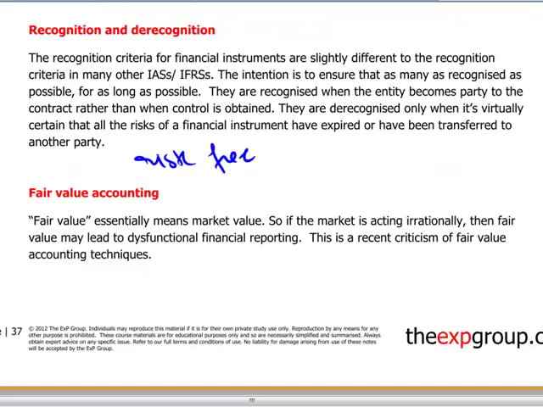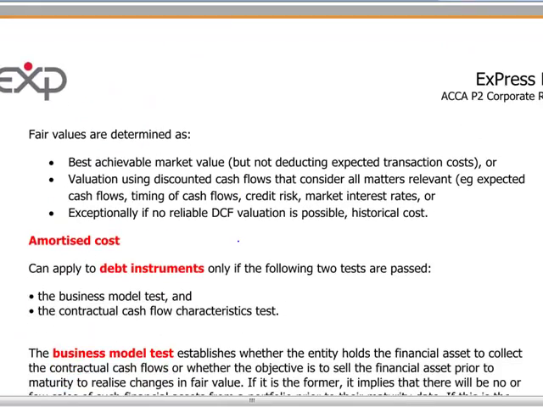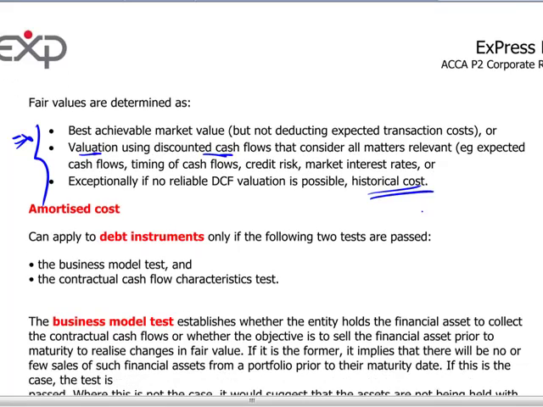The valuation, the fair value if you want, will actually depend on whether or not the instrument is traded. So if it's traded, we will take the best achievable market value, not deducting the expected transaction cost. If the instrument is not traded, we will use some valuation techniques using discounted cash flows. Or exceptionally, if discounted cash flows cannot be used, we will value them at historical cost, the amount of money that we actually paid for it.